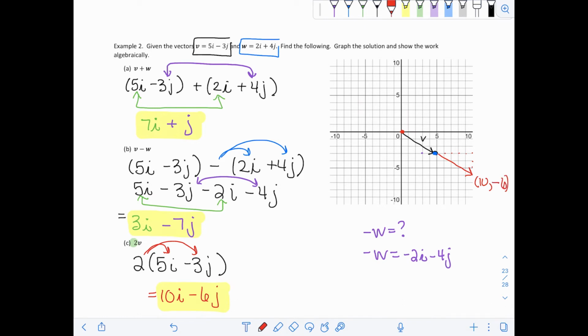And the reason that works the way it does is really because 2v is the same thing as v plus v. Just like 3v would mean v plus v plus v.